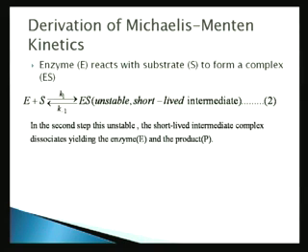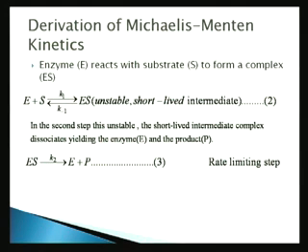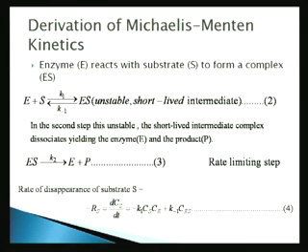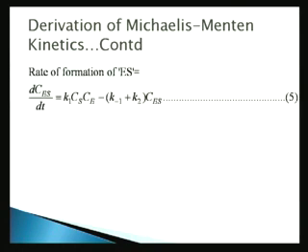Fine. In the next step, what we said is that this complex now breaks down to form the enzyme and the product, and this reaction is more or less irreversible, in the sense that even if there is a backward reaction possible, it is very slow as compared to the forward reaction. So, we could write the rate of disappearance of the substrate, which we will see in a minute, equals the rate of formation of the product.